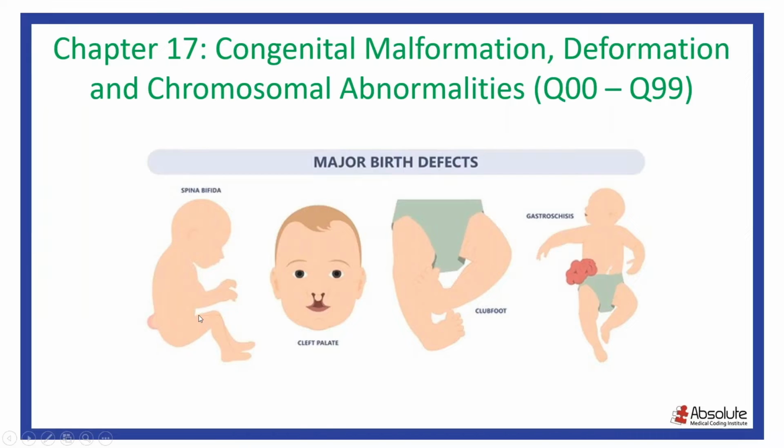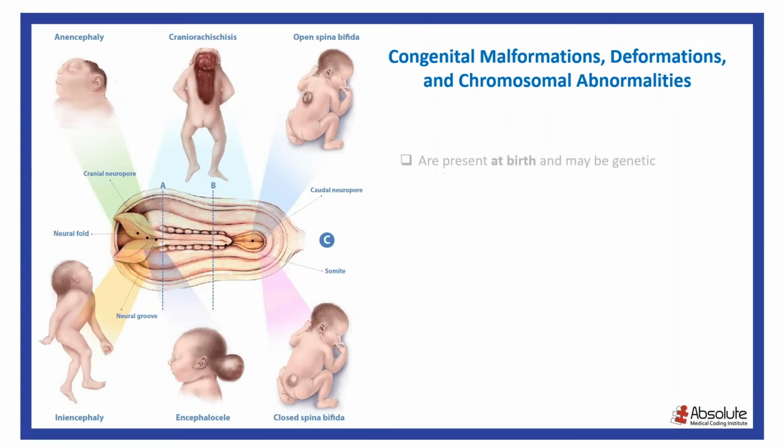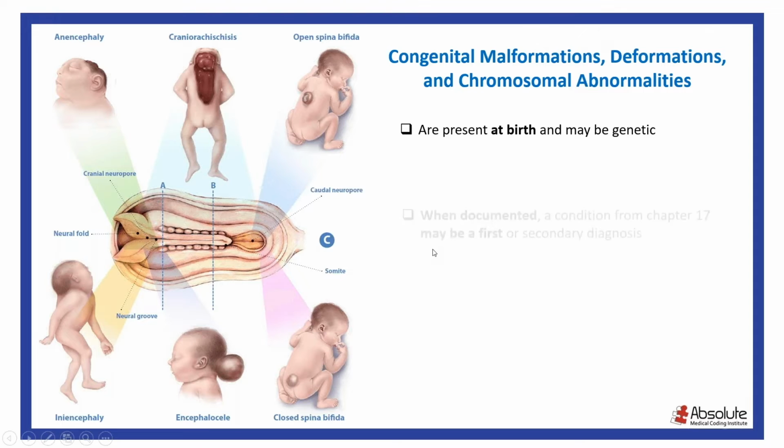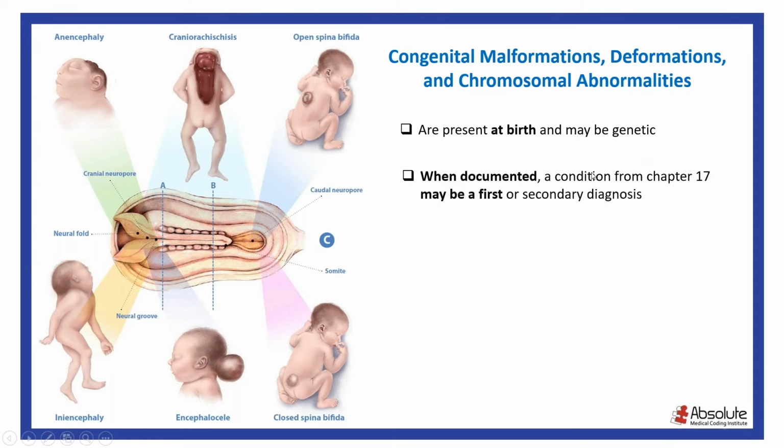So with that, now it's time for us to move on to chapter 17, that is congenital malformations, deformations, and chromosomal abnormalities, and the code series range from Q00 to Q99. Congenital malformations, deformations, and chromosomal abnormalities are those which are present at birth and may be genetic. So those conditions that are present at birth fall under these categories.